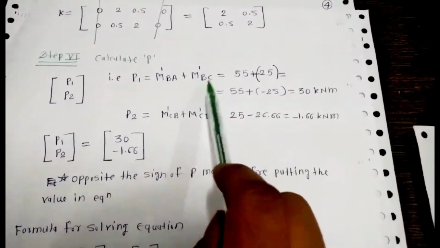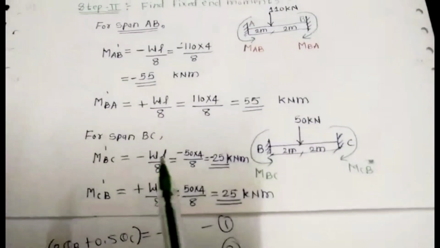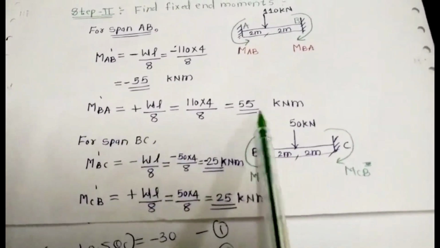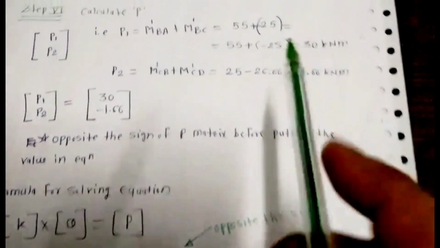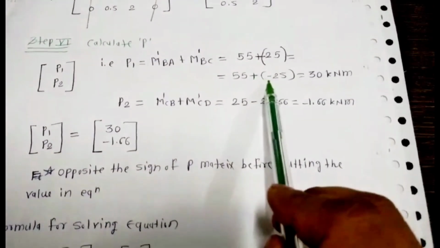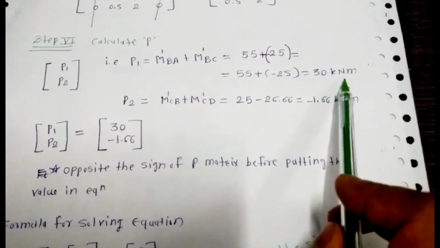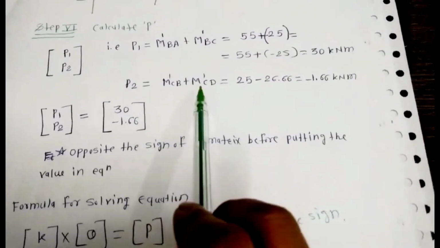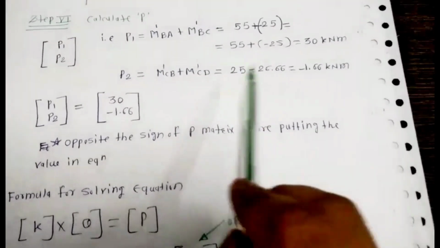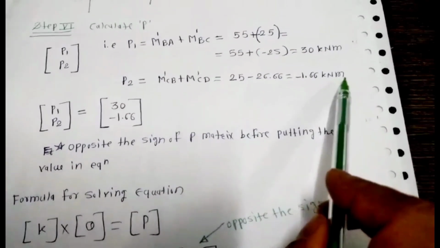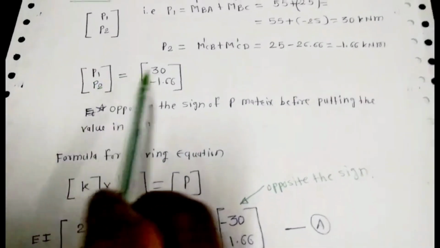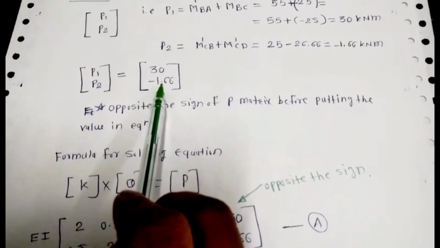So the values of MBA dash and MBC dash we have already calculated in step number 1. You can see here MBA dash is plus 55 kilonewton meter and MBC dash is minus 25 kilonewton meter. So by putting the values, you get 55 minus 25, that is 30 kilonewton meter. For P2, MCB dash plus MCD dash, by putting the values you get 25 minus 26.66, that is minus 1.66 kilonewton meter. So P1 and P2 will be 30 and minus 1.66.